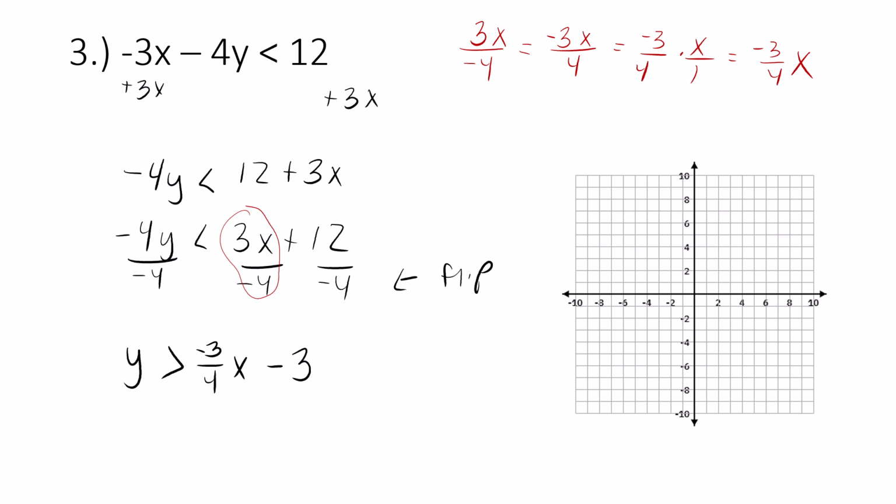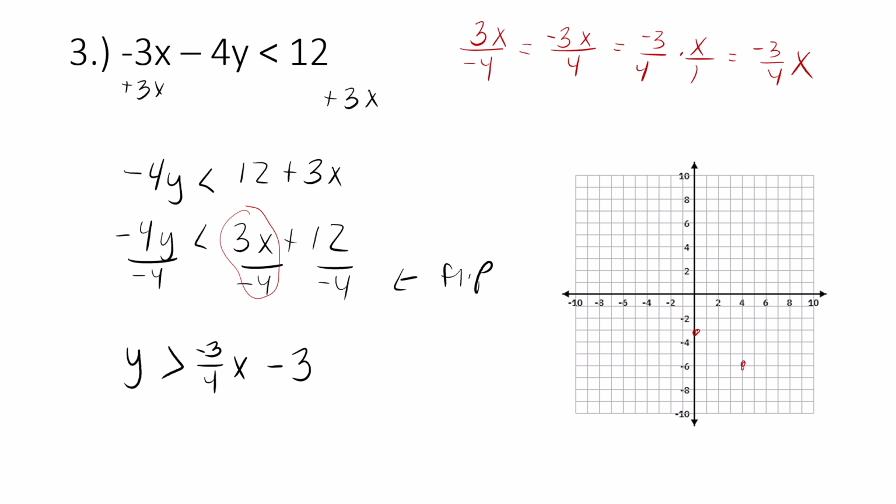So now we have our function. I shouldn't probably use the word function. We haven't really talked about that. We have our line in slope-intercept form. We know that the y-intercept is -3 and the slope is -3/4. So I'm going to count down 1, 2, 3, and then over 1, 2, 3, 4.